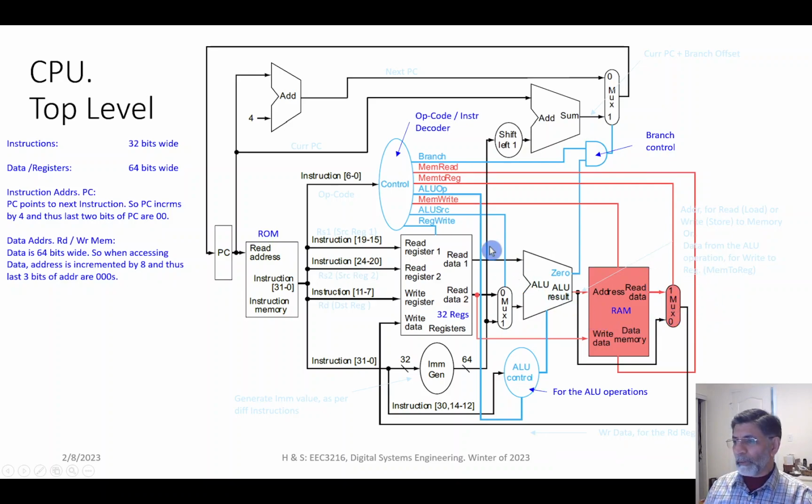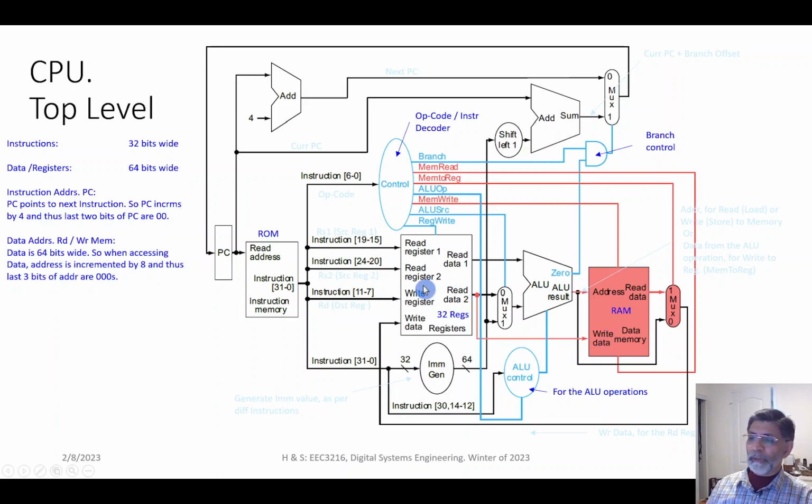So again, like I was saying, these will be the decoders. This one will be decoding the instruction bits 6 down to 0, which contain the opcode, and will decide which bits are going to be asserted as per the instruction. Here we have a branch control, which will decide what the current PC plus branch offset is going to be, which is coming from here. And the third decoder will be for the ALU operation.